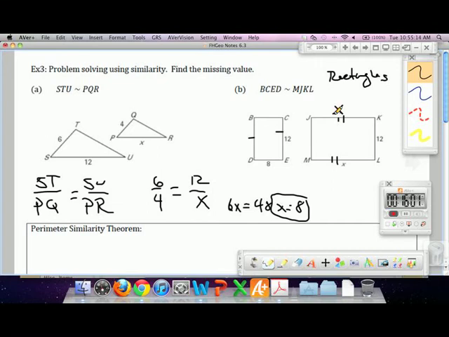Anyways, for my similarity statement, I could say, how about ED? ED is to KL, or 8 to 12, as CE is to JK. And you can again cross multiply.